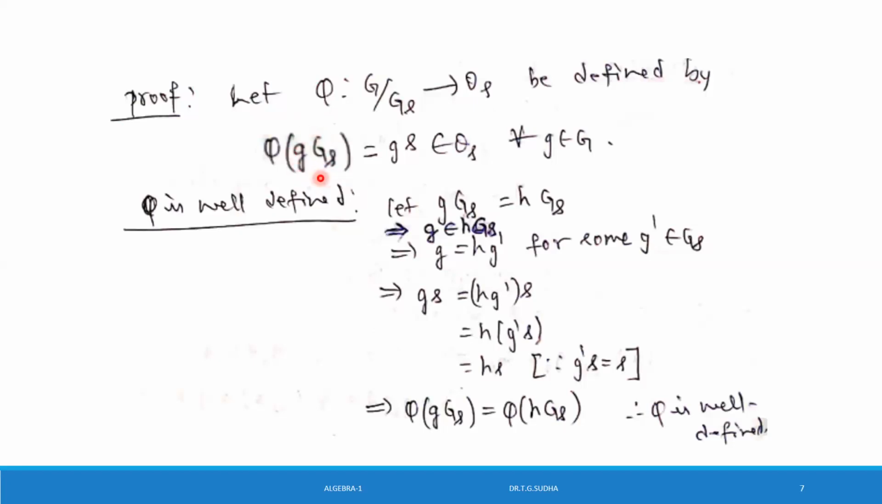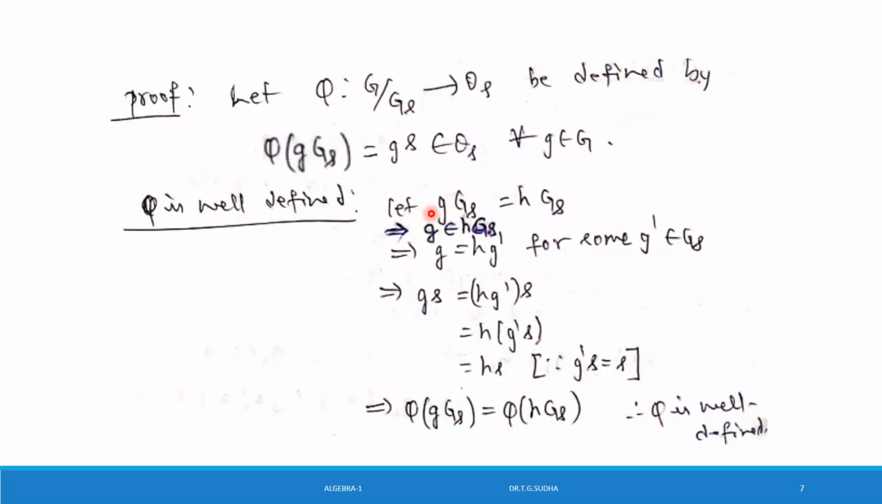So this is a left coset because g is multiplied from the left side. Let us map this gGs to gs. Definitely this will be an element of the orbit Os. For all g belonging to G, we are defining this phi. Since we are defining this mapping, let us show that it is well defined.